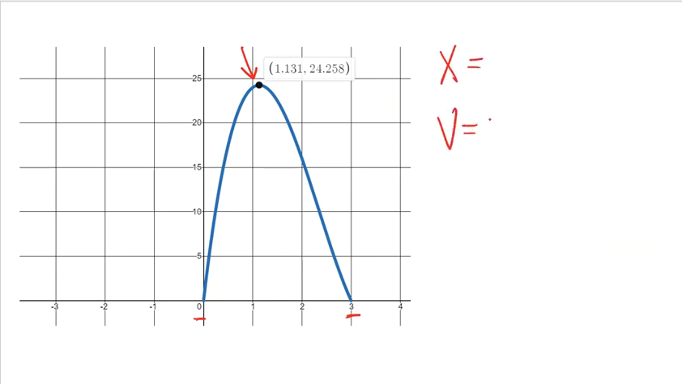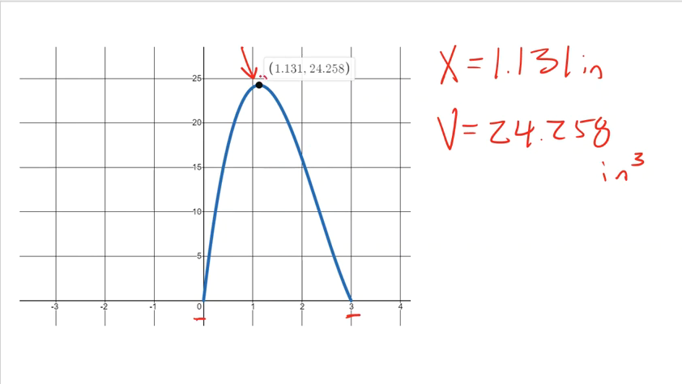So I get a volume. The maximum volume would be 24.258 inches cubed. And how much I would have to cut out for that maximum volume is 1.131 inches. So if I cut out 1.131 inches from each corner of this cardboard and fold it up, I would create a box that has a maximum volume of 24.258.